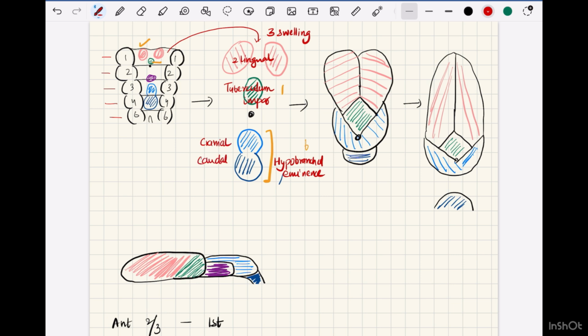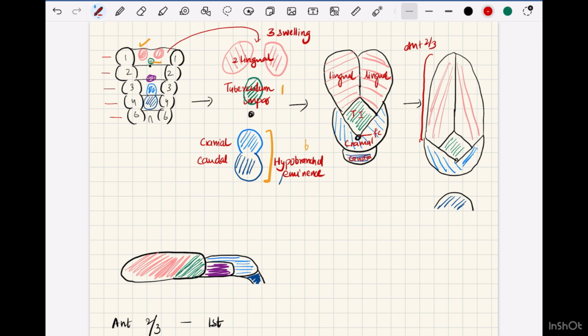Now all of them fuse together. So this is the lingual swelling of one side, lingual swelling of the other side. This is the tuberculum impar. This is the cranial part of hypobranchial eminence, and this is the caudal part. And this is the foramen cecum, that is the remnant of thyroglossal duct. Now, as you can see here, this has taken the shape of the tongue. So, as we see, this is the anterior two-third of the tongue.